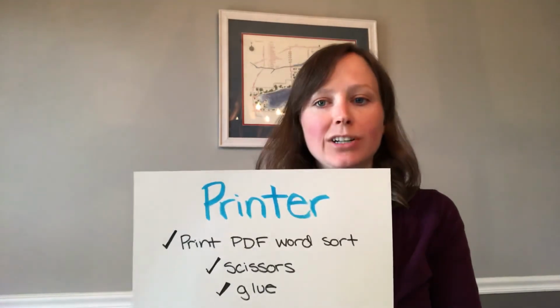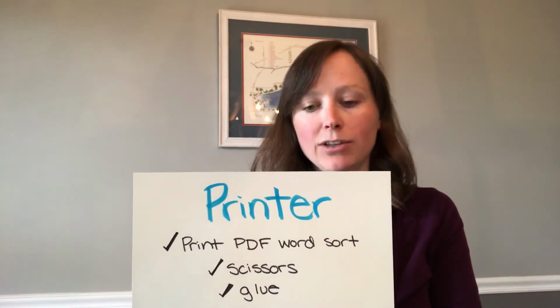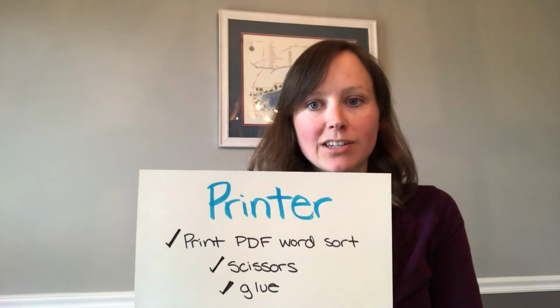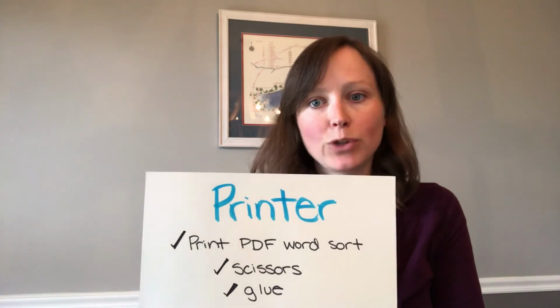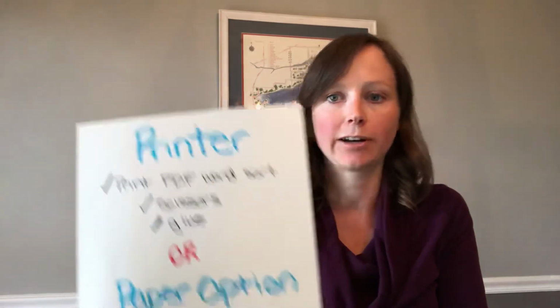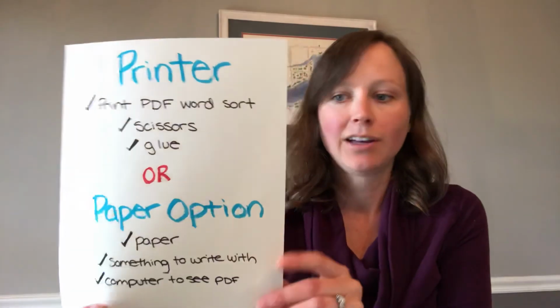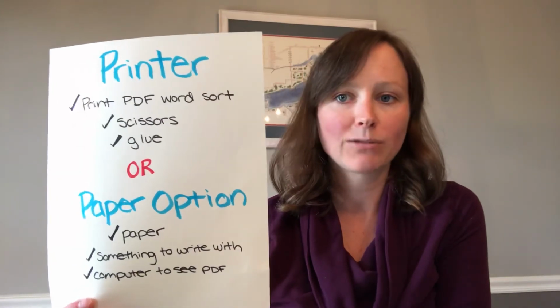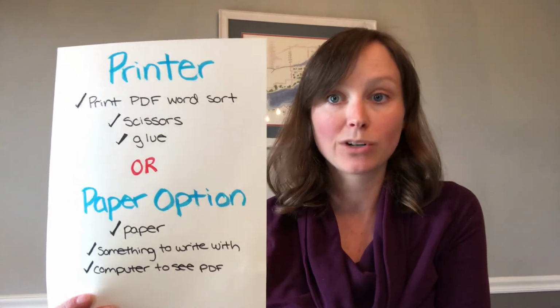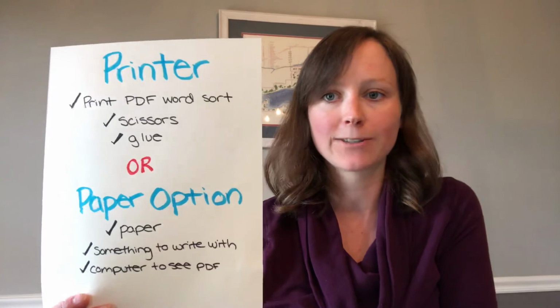All right, so now is the time for you to go and gather your supplies. Again, if you have a printer, then you'll want to print the PDF of the attachment that I gave you. You're going to get some scissors to cut out the PDF, and you're going to get some glue to cut out the different events and glue them into the proper chart area. If you choose the paper option instead of a printer, then you're going to need to get a piece of paper, something to write with, and have your computer close by so you can look at it to see the different events to copy them onto your chart.